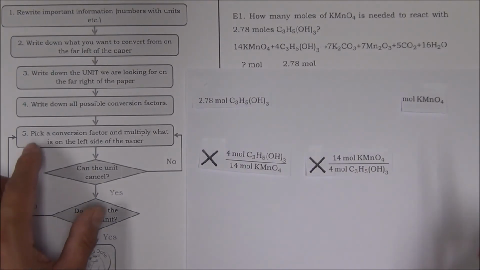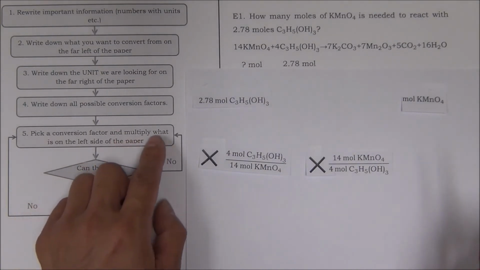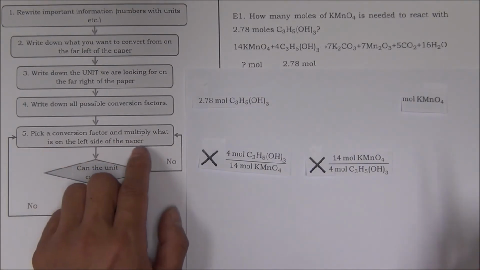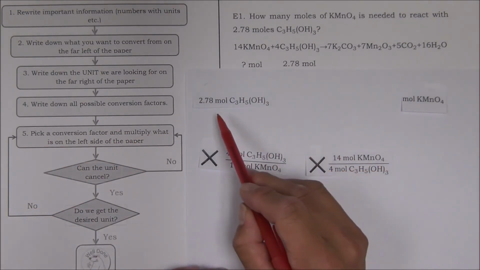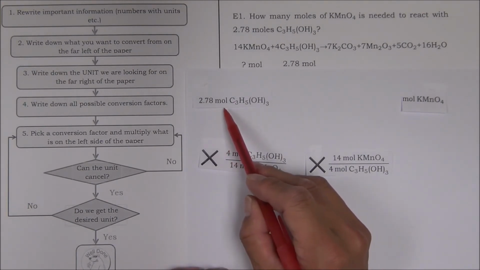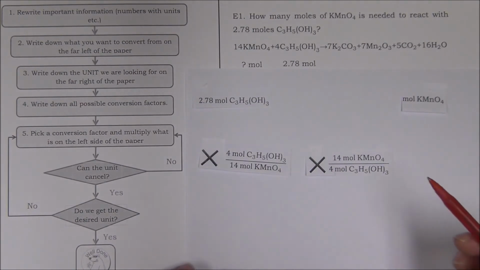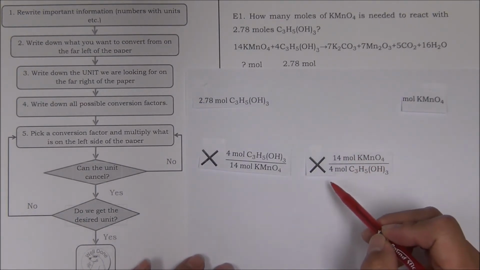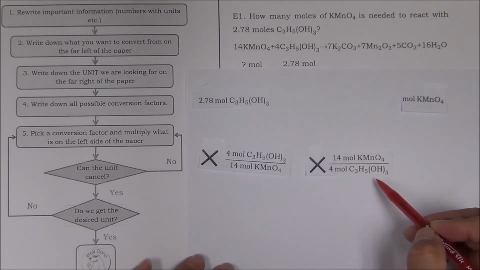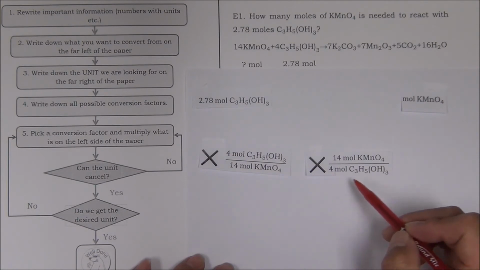Step 5. Pick a conversion factor and multiply what is on the left side of the paper. We want to cancel moles glycerol. So we need a conversion factor which has moles glycerol at the bottom or as denominator.